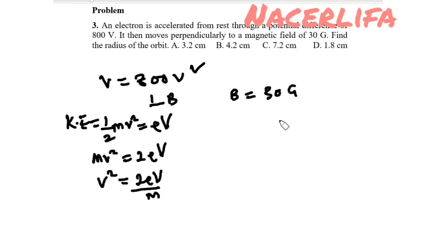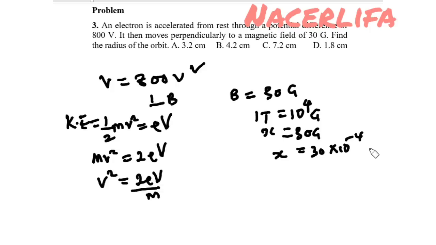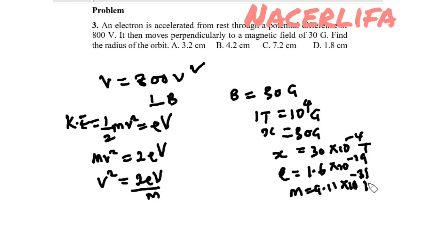Let's make something clear here. We know that 1 Tesla is 10 to the power 4 Gauss. So 30 Gauss will give us 30 times 10 raised to the power minus 4 Tesla. The charge on an electron is 1.6 times 10 raised to the power minus 19, and the mass of an electron is approximately 9.11 times 10 raised to the power minus 31 kg.